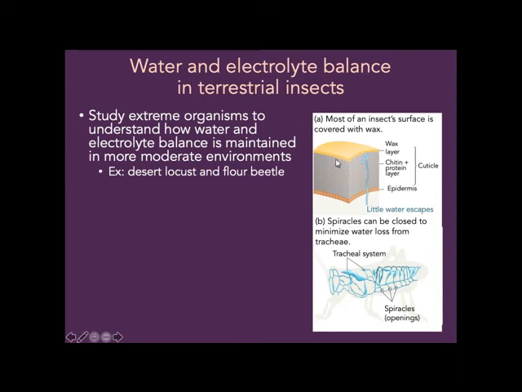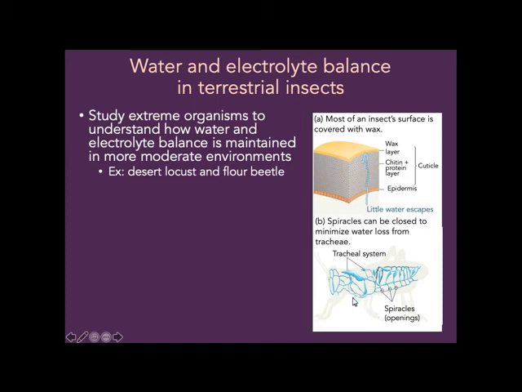So the insect's surface is covered with a waxy layer. So here's the epidermis, and then on the outside you have a layer of chitin and protein, and then wax on the outside. So this is the insect's cuticle. Because of this waxy layer, little water can escape through the epidermis into the environment, so they're able to hang on to water.